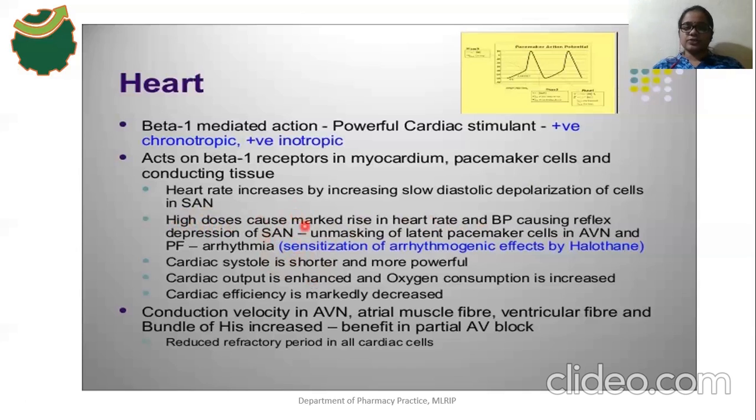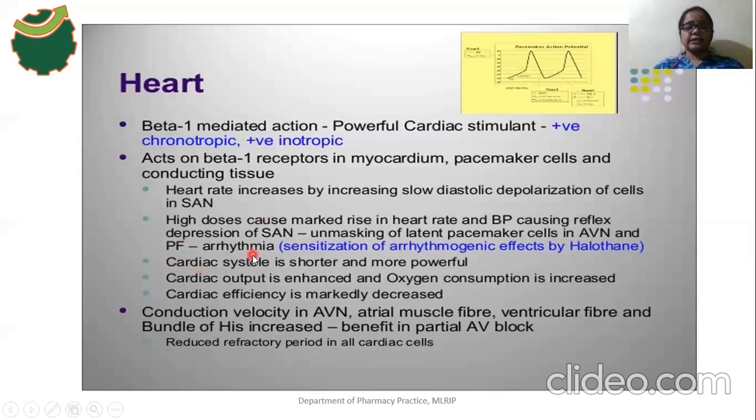As a result of depression of the SA node, there is a stimulation of latent pacemaker cells in the AV node. What is meant by latent pacemaker cells? These are a kind of cells especially present in the electrical conduction system, mainly below the sinoatrial node. So at higher doses of these adrenergic drugs, there is an increase in heart rate and BP, and finally depression of the sinoatrial node also occurs. Then what will happen? There is an unmasking of latent pacemaker cells, which are mainly present below the SA node, and they are activated in the AV node and Purkinje fibers also.